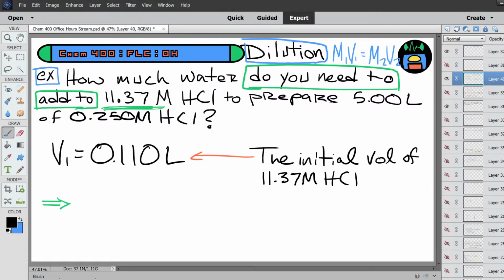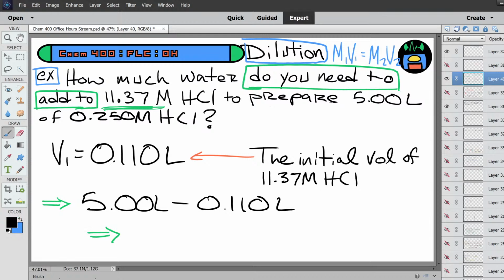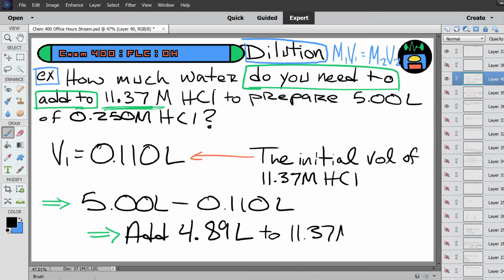So the water that you need to add will be the difference between your final volume and that initial volume you start with. So we actually need to subtract. We know what our final volume is. We just found where we started. The amount of water we add is going to be 5 liters minus 0.110. So we need to add 4.89 liters to the 11.37 molar HCl.